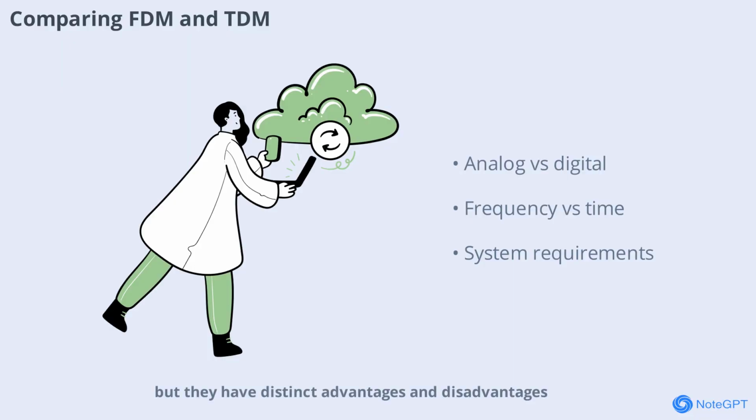Both frequency division multiplexing and time division multiplexing are powerful techniques, but they have distinct advantages and disadvantages. FDM is ideal for analog signals and continuous data streams, while TDM excels with digital signals and bursty data. FDM requires careful frequency management to avoid interference, whereas TDM needs precise timing to keep signals organized. The choice between FDM and TDM depends on the specific requirements of the communication system, such as the type of signals, available bandwidth, and desired efficiency.